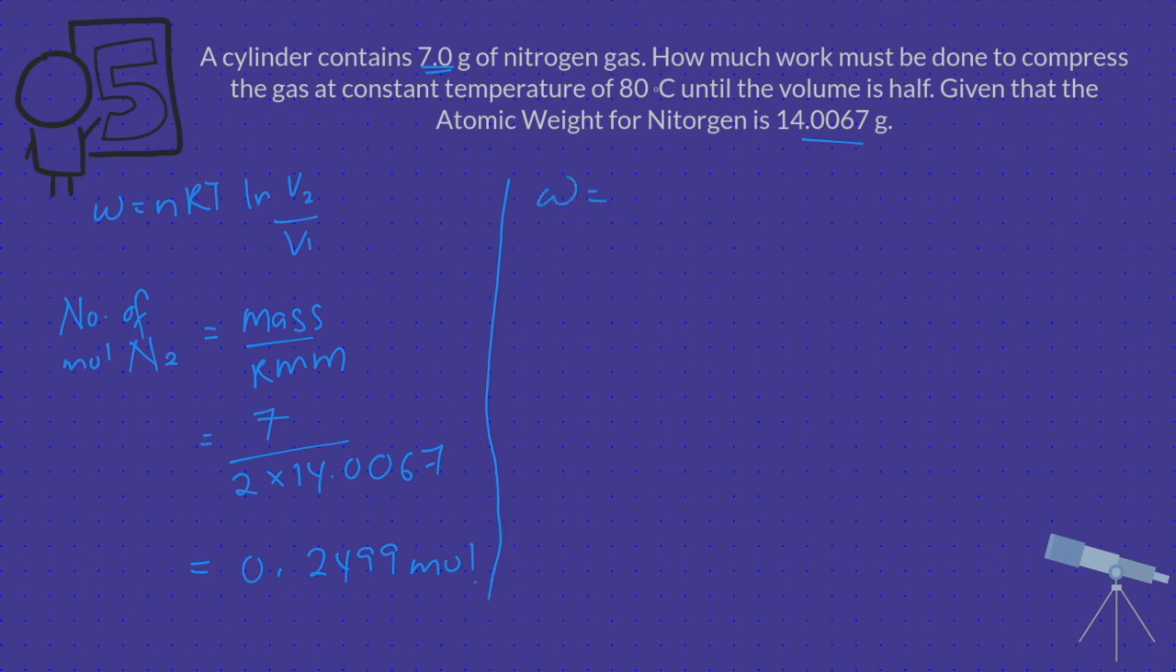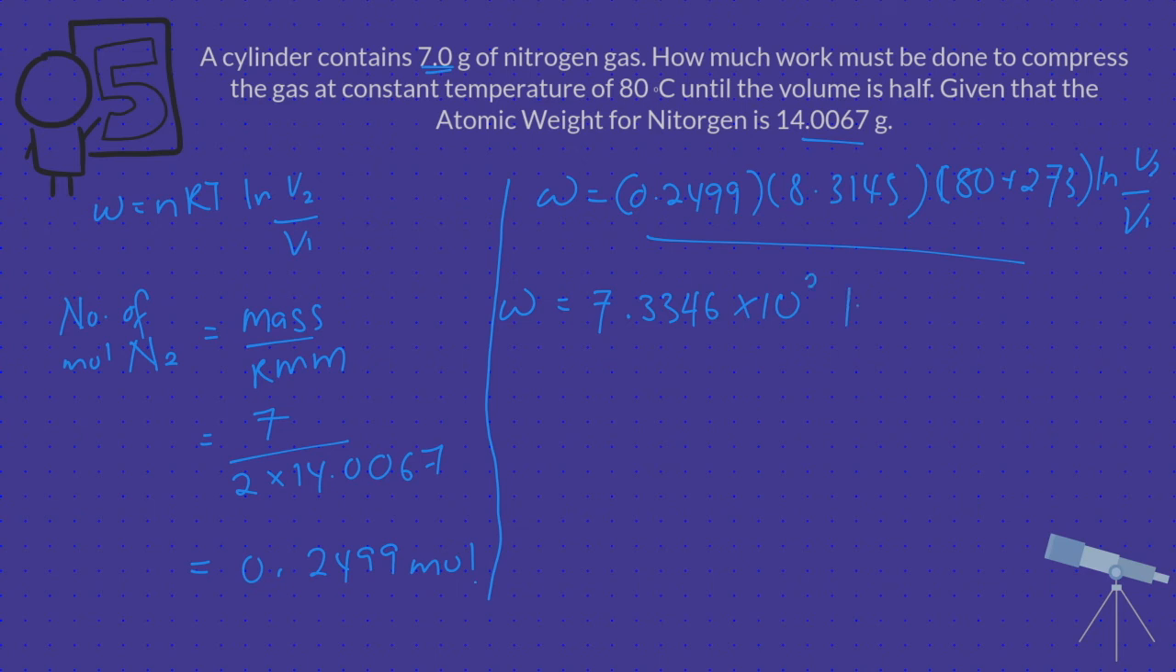So W is equivalent to the number of moles, 0.2499, times R, which is the constant value 8.3145, times T. Your T is 80 degrees Celsius, so 80 plus 273, then ln V2 over V1, right? So we shall calculate this part first. So W is equivalent to 7.3346 times 10 to the power of 2 ln V2 over V1.